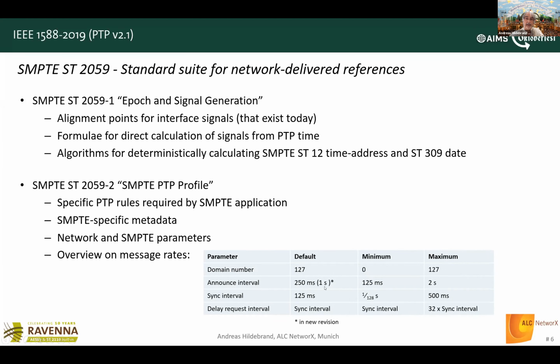Here's a quick remark. As you can already see, the default announce interval in the existing -2 document was 250 milliseconds. And in the revision, which is currently in its final stages, they decided to set the default value to 1 second for the announce message for better interoperability with other existing PTP profiles like the IEEE 67 media PTP profile and the default profile of the PTP standard itself.